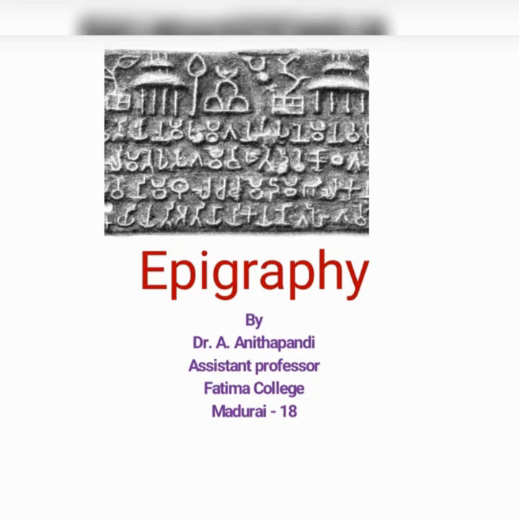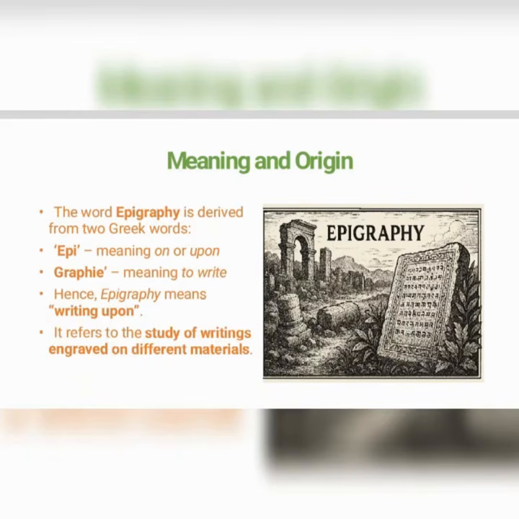The word epigraphy is derived from two Greek words, and literally means writing upon. The term refers to writings engraved or carved on durable materials such as metal, wood, shell, terracotta, and other media. These writings were known as inscriptions or epigraphs. Scholars engaged in the study are called epigraphers or epigraphists.